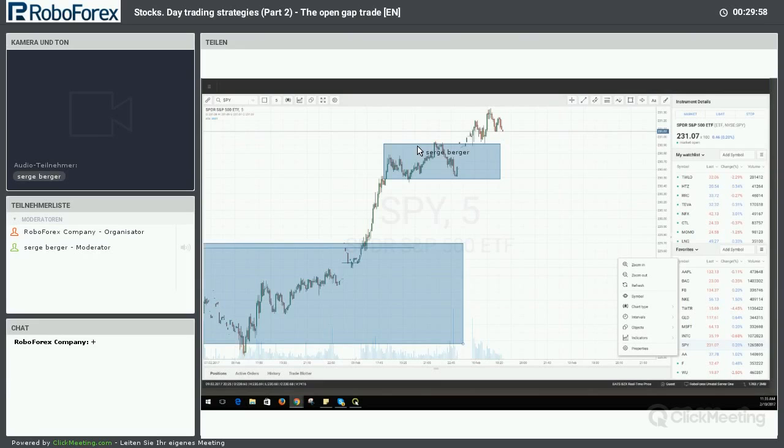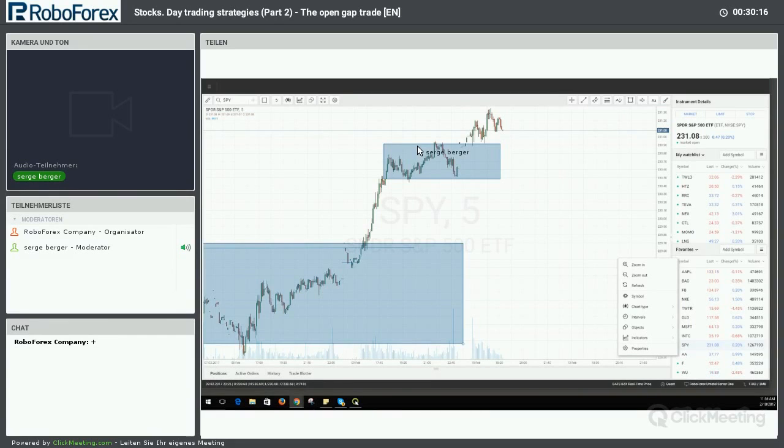To me, that's extremely important to understand, that a gap fill isn't a gap fill. In other words, they're not all created equal.